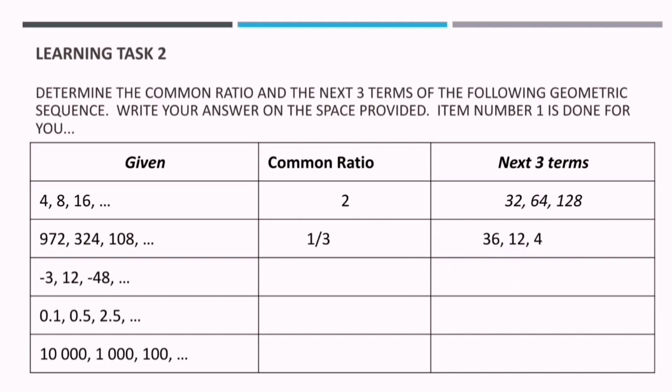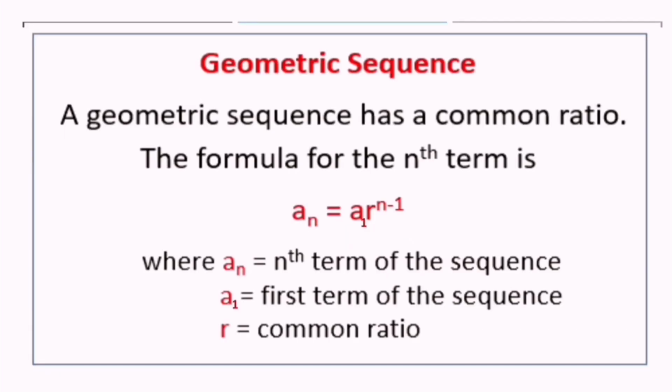Now, let's move on with the formula of a geometric sequence. The formula in solving for the nth term of a geometric sequence is a sub n equals a sub 1 times r raised to n minus 1, wherein a sub n is the nth term of the sequence, a sub 1, you already know this, is the first term of the sequence, and r is the common ratio. Let's have an example.